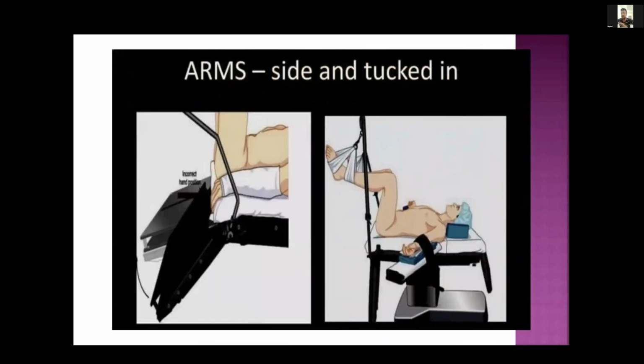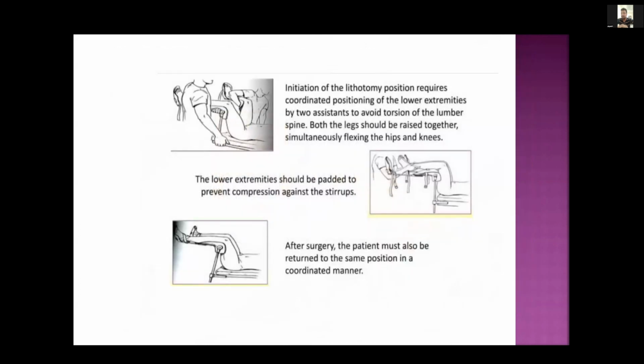As before, arms are kept on the side or near the patient and are padded with adequate padding. The lithotomy position requires positioning of the lower extremities by two assistants to avoid torsion of the lumbar spine. Both legs should be raised together simultaneously, flexing at the hip and knee. Lower extremities should be padded to prevent compression against the stirrups. And after surgery, the patient must also be returned to the same position in the same coordinated manner.